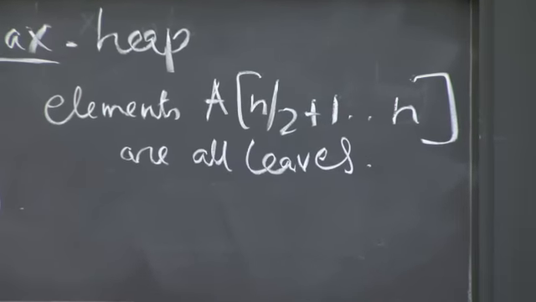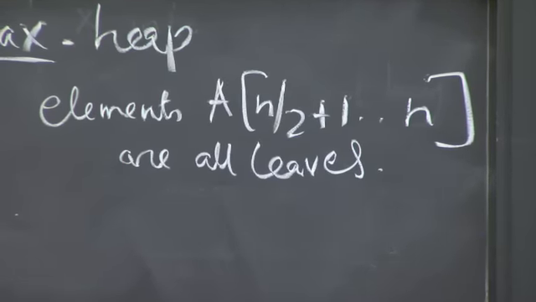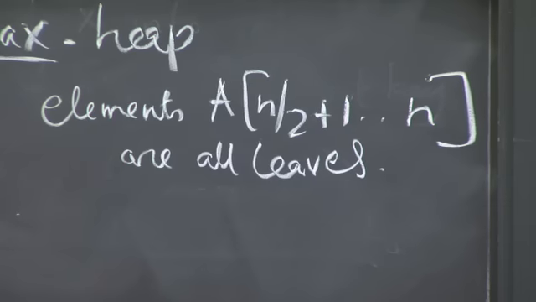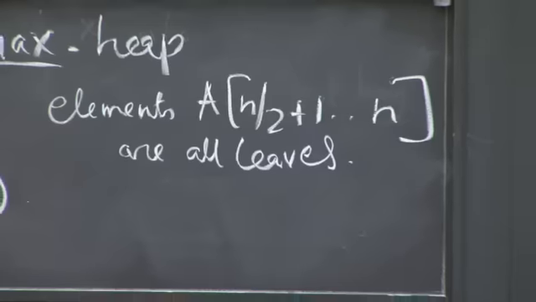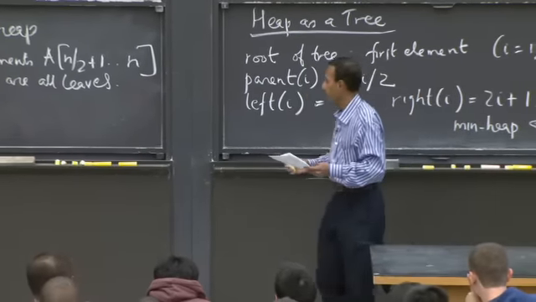And this is true for any array. All right? Doesn't matter what n is. It doesn't have to be a power of 2 or 2 raised to n minus 1 or anything like that. And leaves are good because they automatically satisfy the max heap property.